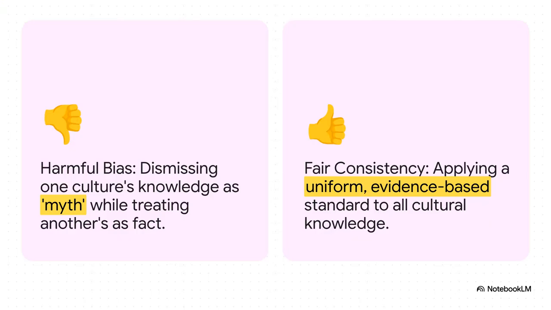This brings us to a really crucial point, the difference between bias and just being consistent. For example, let's say you ask an AI about the Pushpaka Vimana, the flying chariot from the Ramayana, and it calls it mythical. Is that bias? Well, the real test is consistency. If you then ask it about flying chariots in Greek stories or Norse stories, and it also calls them mythical, then it's just applying the same standard everywhere. But if it calls one culture's story a myth and treats another's as fact, that's when it becomes harmful bias. The problem isn't the word, it's whether the rules are applied fairly to everyone.